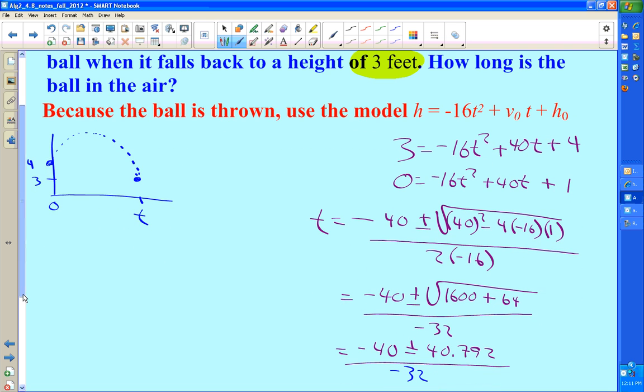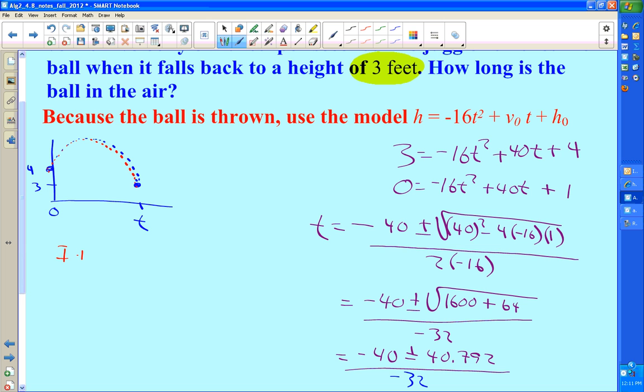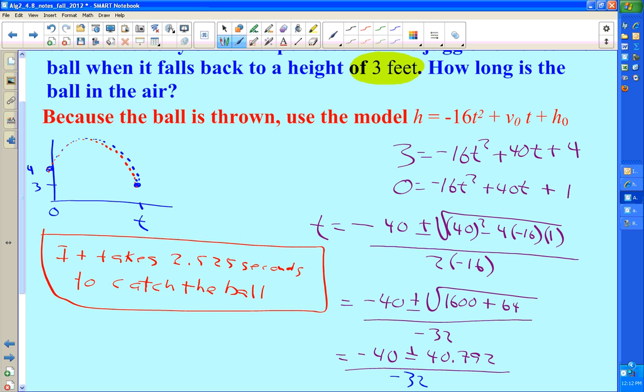So if you look at your graph right here, the path of the ball from when it leaves his hand to when he catches it is going to take 2.525 seconds to catch the ball.